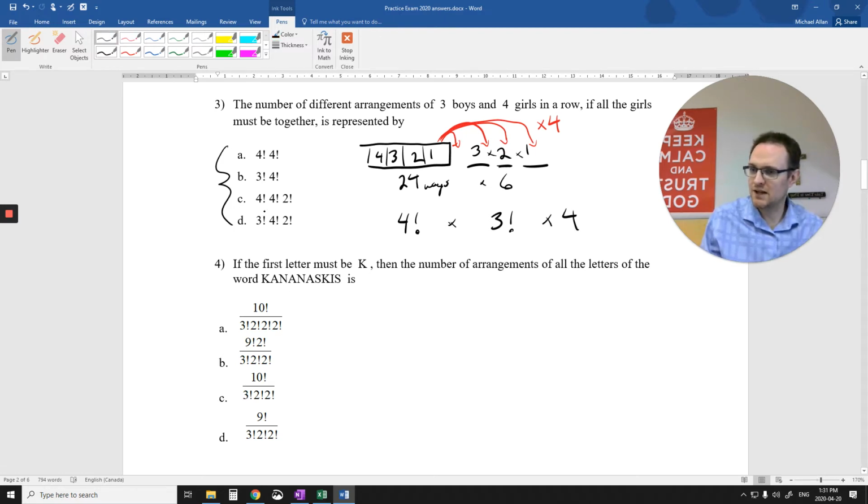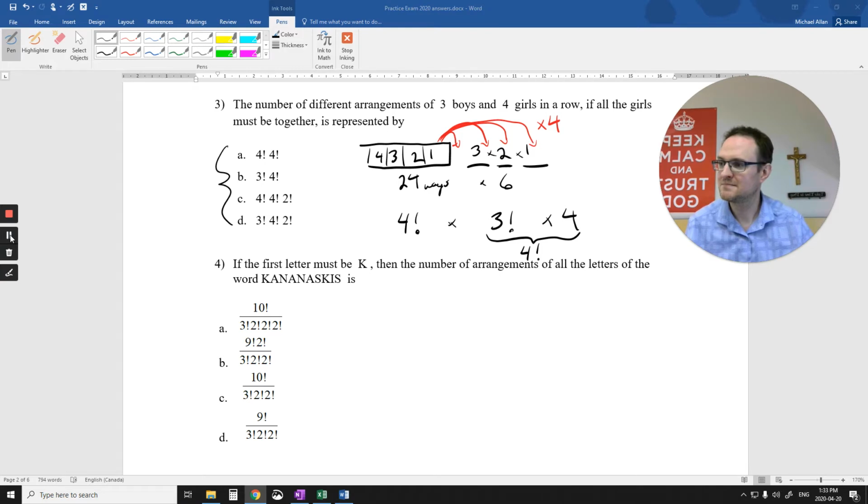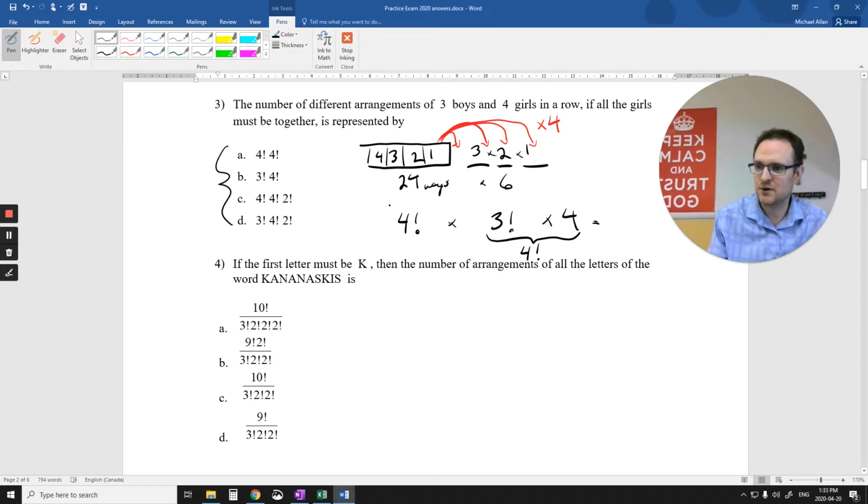And you look at all these and try to figure out which matches. These 2 will combine together to become 4 factorial, like just put the 4 in the front. Okay, so this ends up being, because 4 factorial times 4 factorial, A up there.